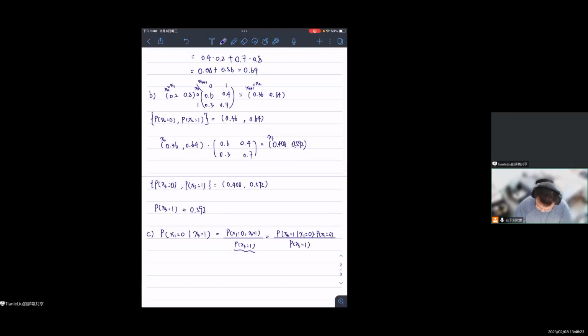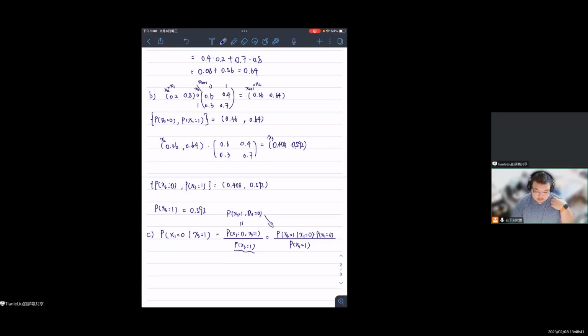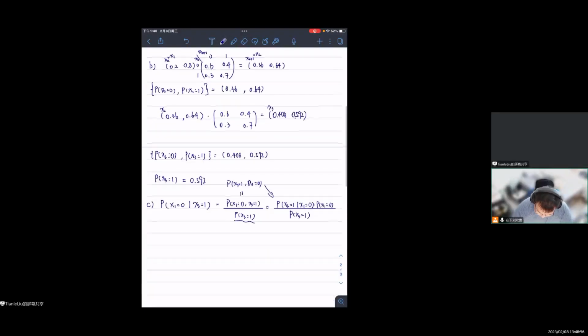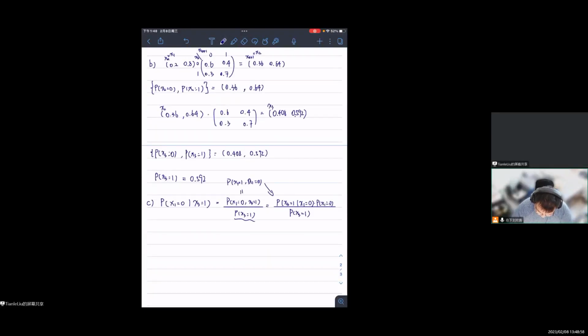Right? So for this one, it also equals to probability of x3 equals 1, probability of the x1 equals to 0. So for this one, it's the conditional probability multiplied by the x1 equals to 0 of this one. So we can use the property of the conditional probability to do that. Okay, so now we get this one, but we have to find the probability of x3 equals to 1 given by the x1 equals to 0.